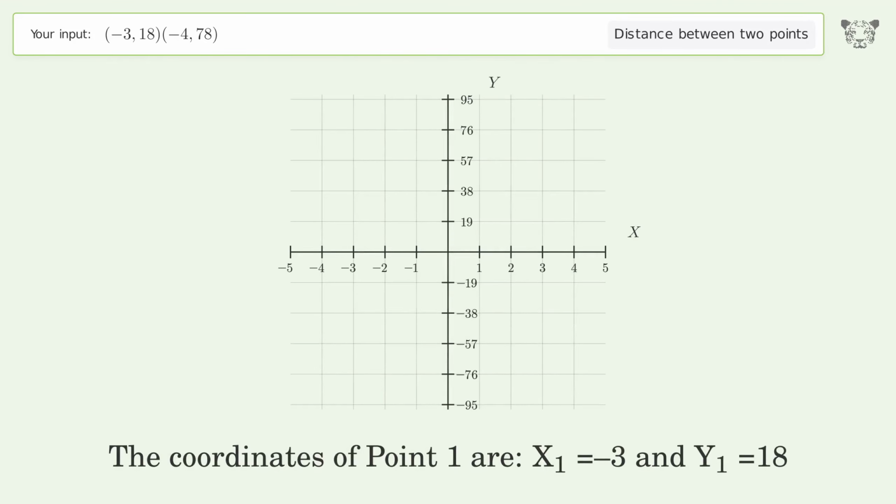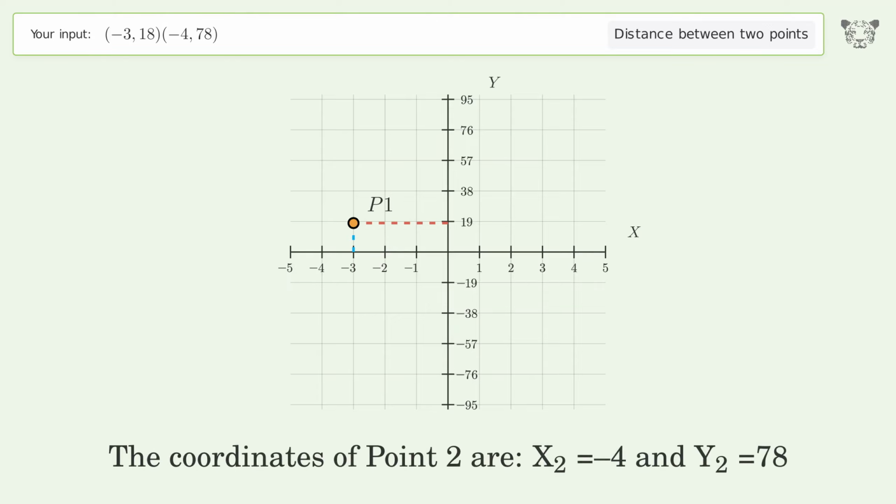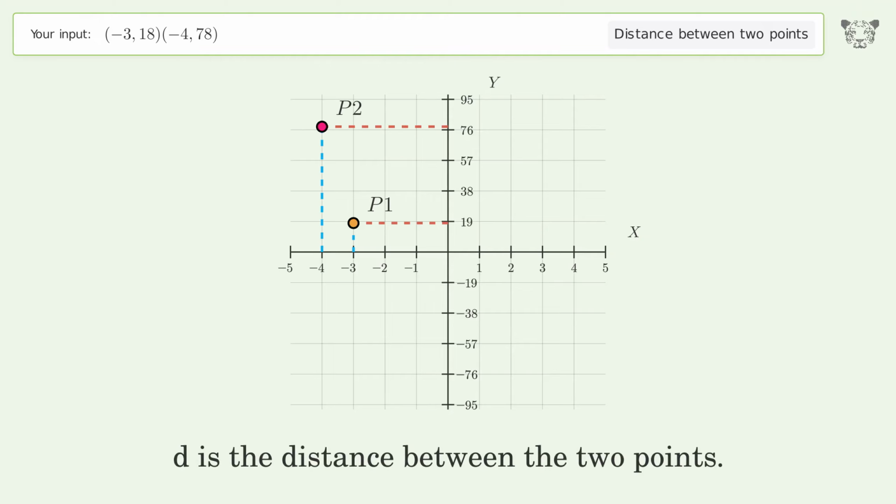The coordinates of point 1 are, x1 equals -3 and y1 equals 18. The coordinates of point 2 are, x2 equals -4 and y2 equals 78. D is the distance between the 2 points.